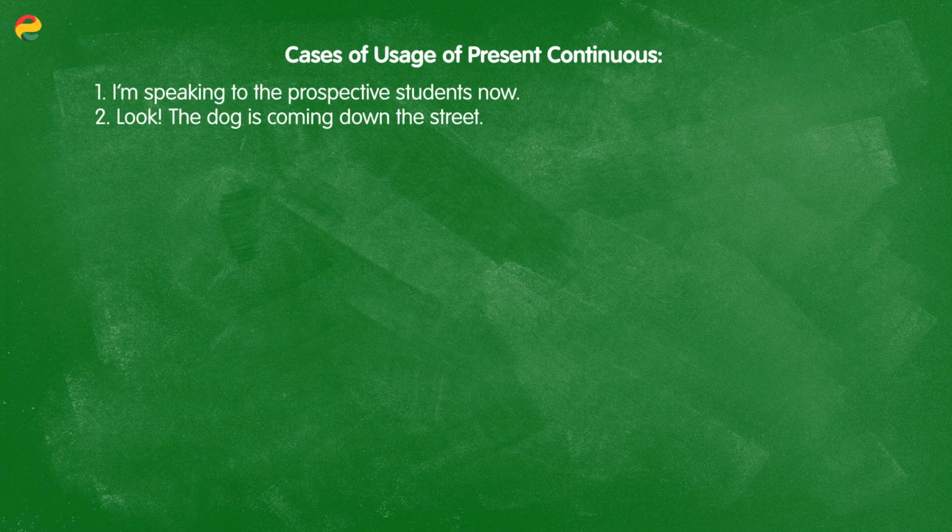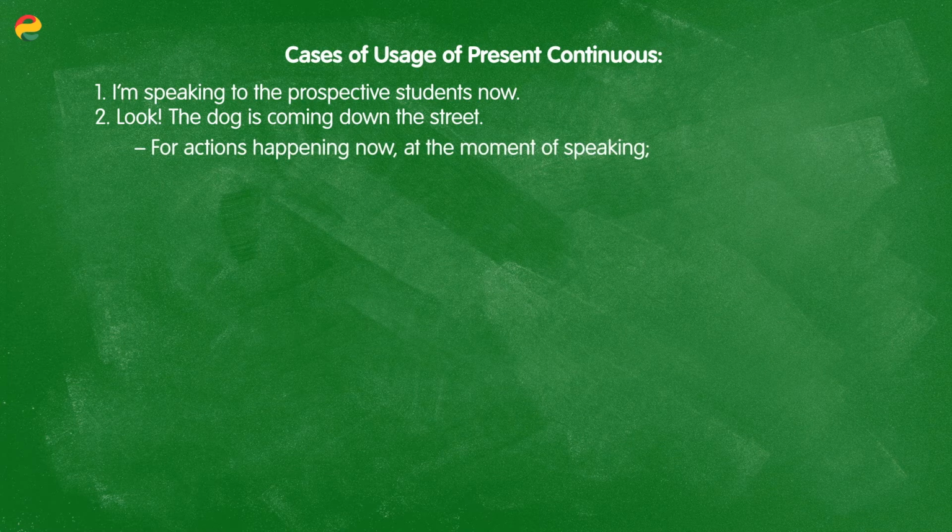So now let's examine some cases of usage of the present continuous tense. For example, if I say, I'm speaking to the prospective students right now, or look, the dog is coming down the street. Right now, I'm talking about events that are happening at this moment, just like I am speaking to you. It's right now.